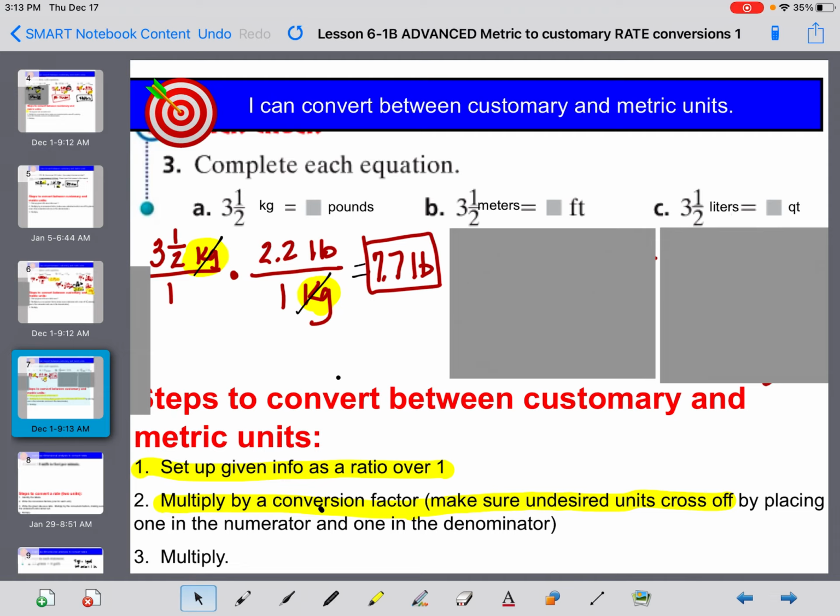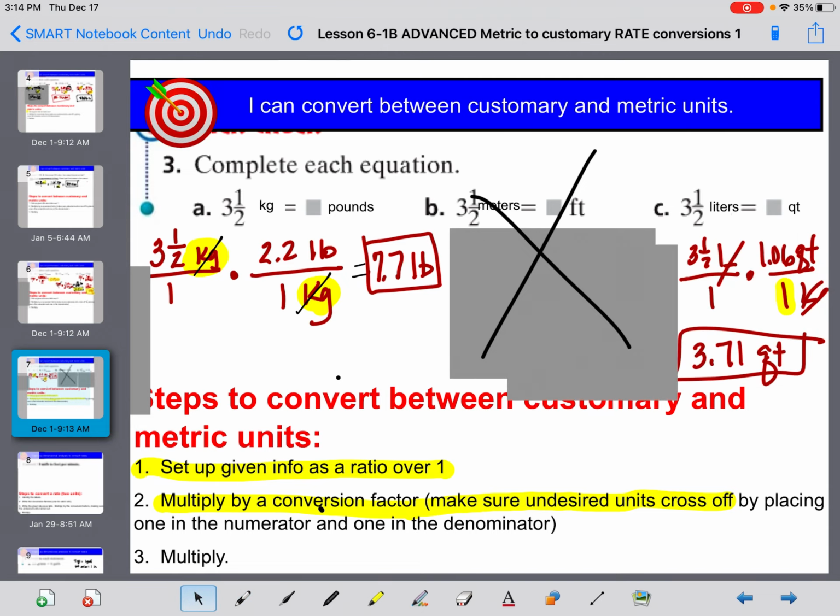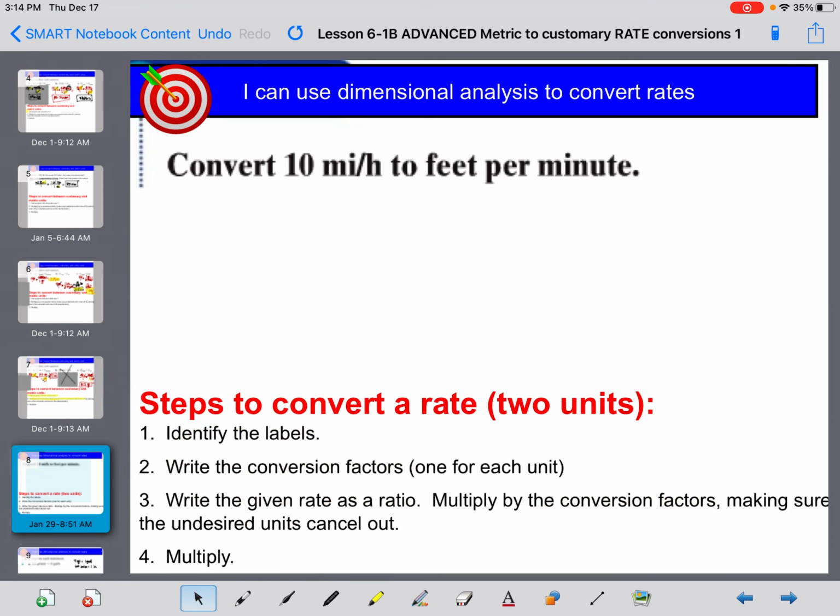Pause the video, try the next 2. Actually, I think you only have 1 of them on yours. So try the last one of 3.5 liters is how many quarts? Okay. And you should have gotten 3 71/100 quarts. Okay, but that's not all. We're not stopping there. We have more to do than this.